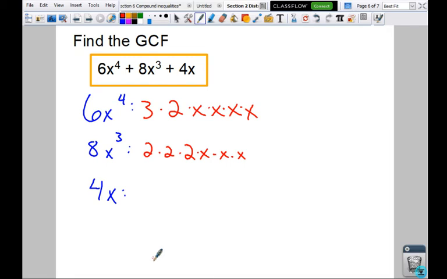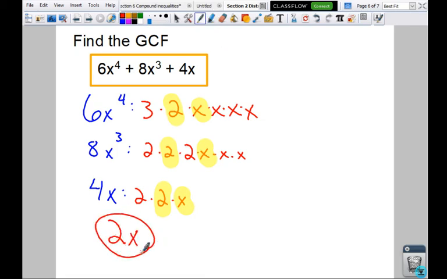And then Dancing Star, how do you split up 4x? And then just a single x, right? Alright. Roy, what shows up in each list? 2x. Yep, 2x. So this one's pretty easy, because I got a 2, 2, 2, x, x, x. I don't really need to do anything other than just write down 2x for my greatest common factor. Pretty good.